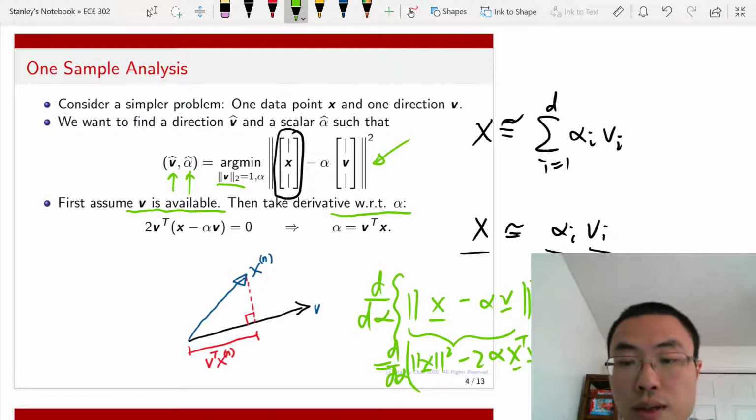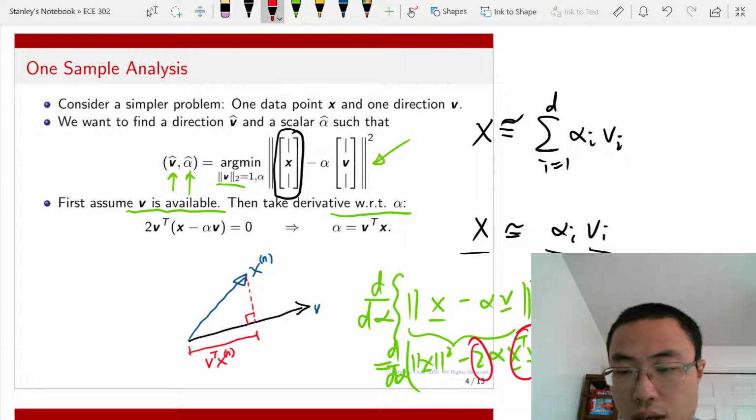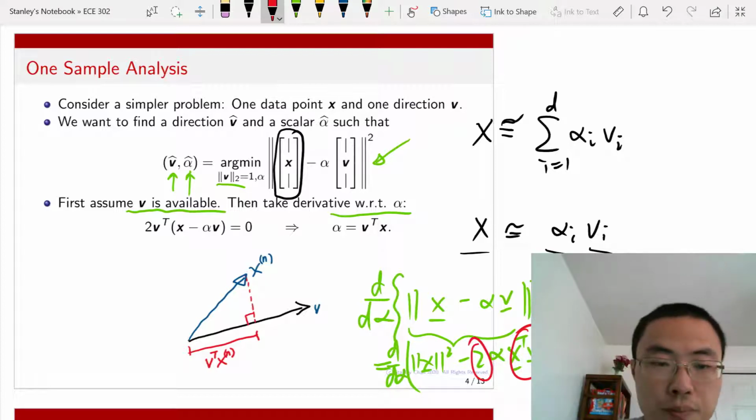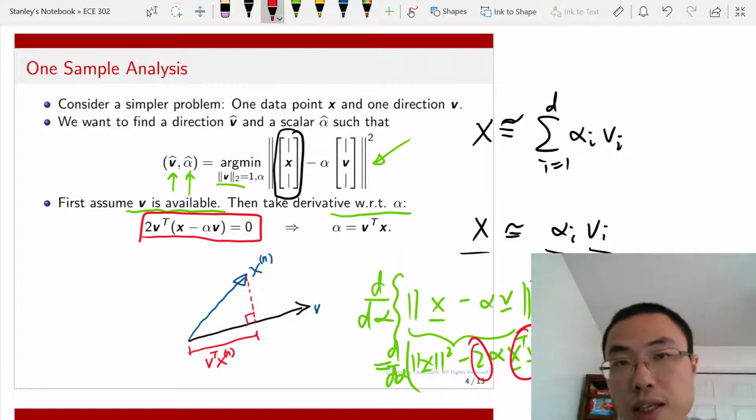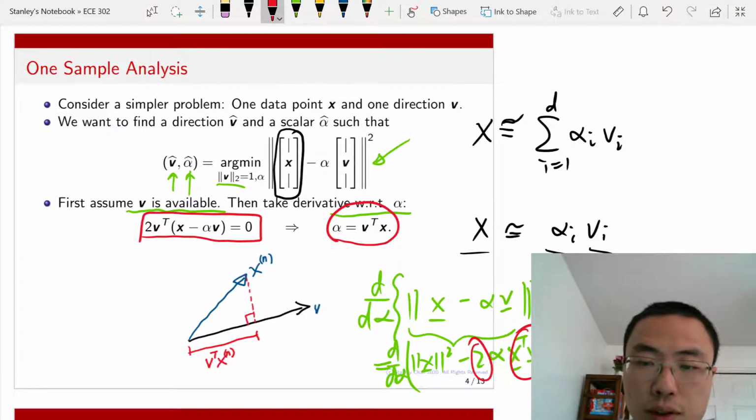Right? So if it is a quadratic equation in alpha, I know how to take the derivative with respect to alpha, and that will give me this equation, which is 2 times this guy, and then 2 times this guy. So that is equivalent to saying that you have this equation. And then if you equate it to 0, you can show that alpha will equal x transpose v, and that is my alpha. Okay, so at least for this one sample problem, we can determine this alpha. Alpha is v transpose x.